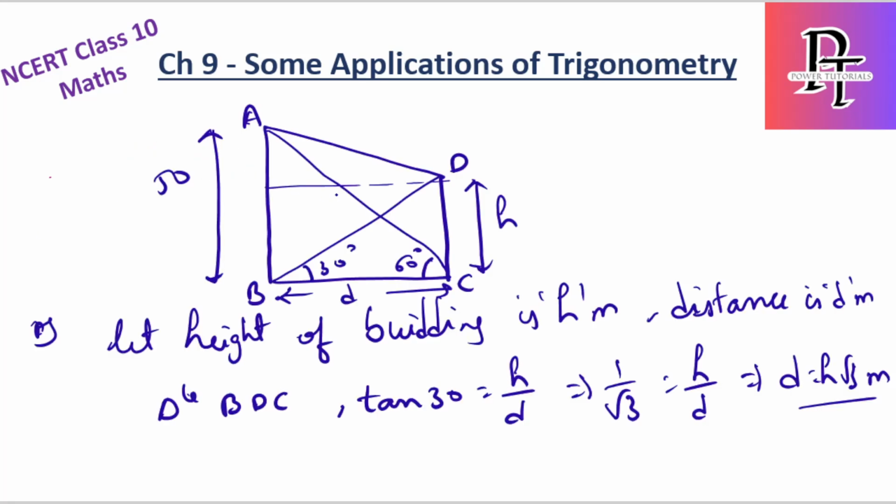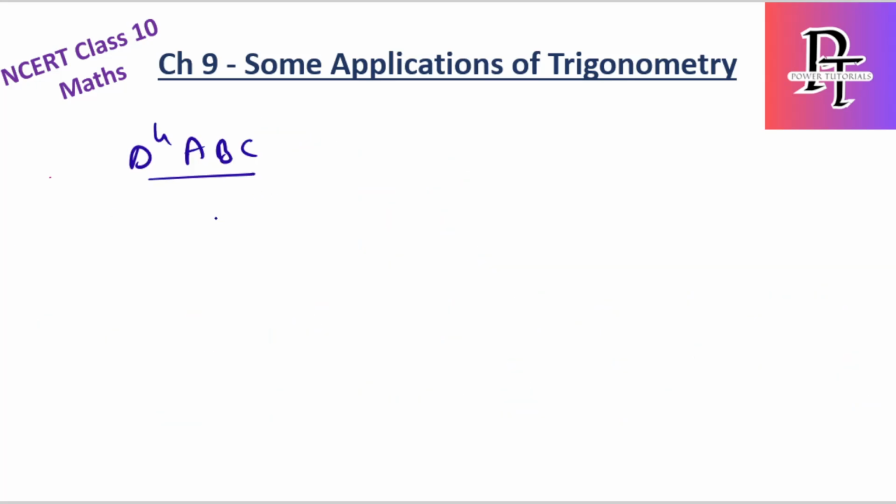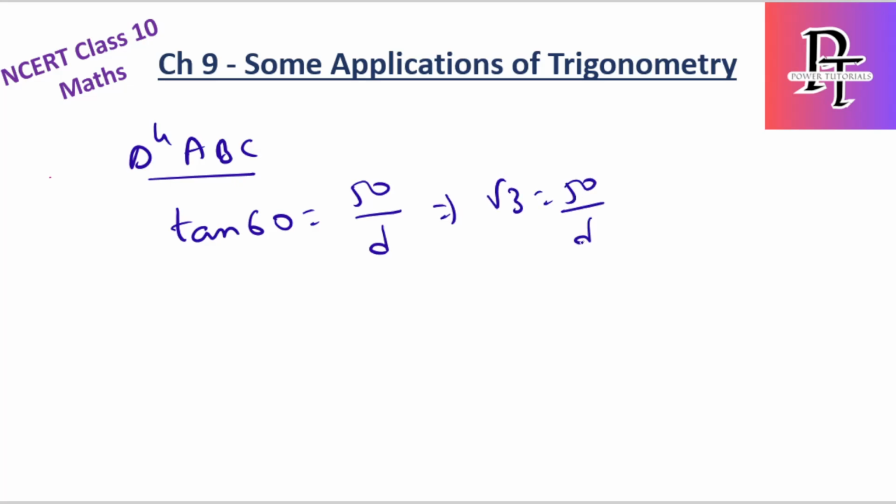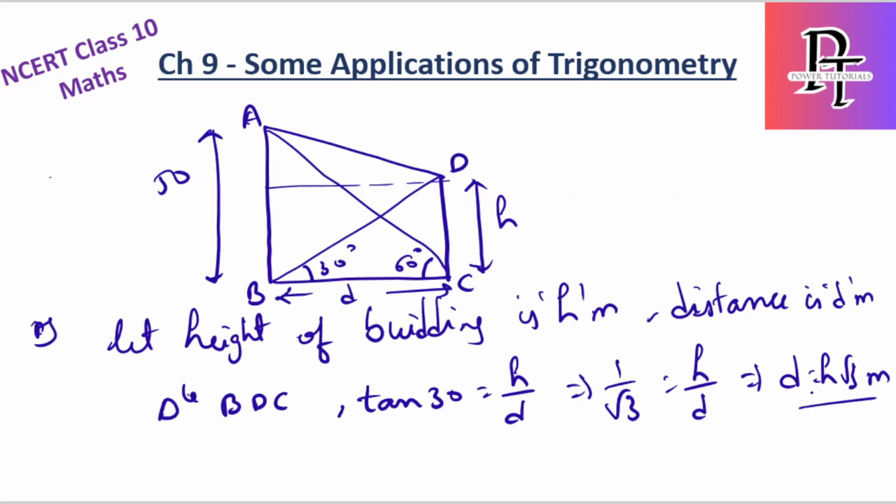so for this triangle the bigger angle is at B, so it is tan 60. Tan 60 is equal to 50 by d. Tan 60 will become, opposite side is 50, by d. So tan 60 is root 3. Root 3 is equal to 50 by d, or I can say d is equal to 50 by root 3 meters. Okay, but from the other point what you got, d is equal to h root 3, or I want h only, so let's write h is equal to d by root 3 meters.